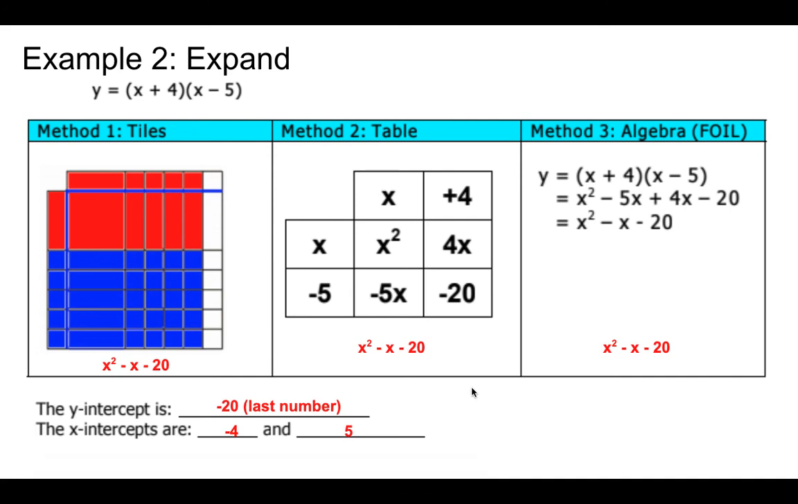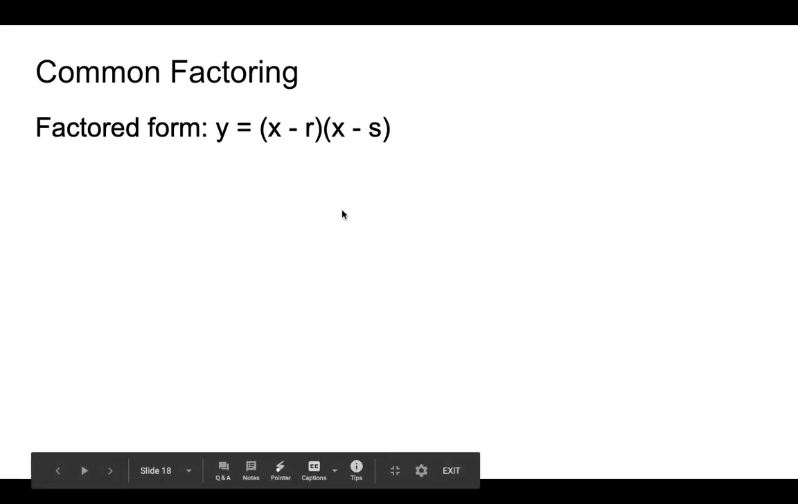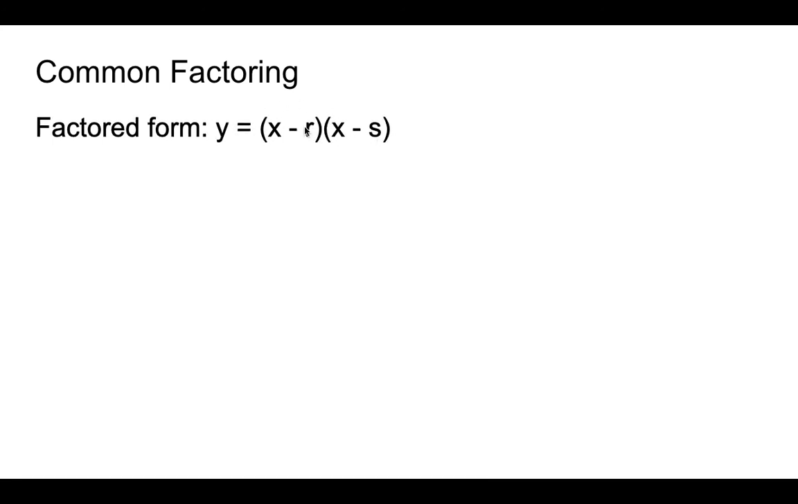Okay, so we've done expansion. Now, don't forget, we also did the other thing, going backwards, which is factoring. The first thing we did was common factoring. Just to review, factored form looks something like this: x minus r times x minus s. And I think I've been using s and t. It doesn't matter what these letters are, it just follows this kind of pattern.